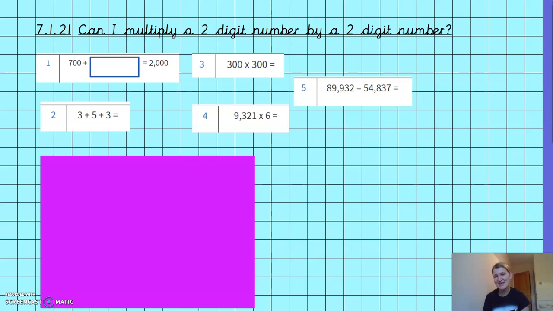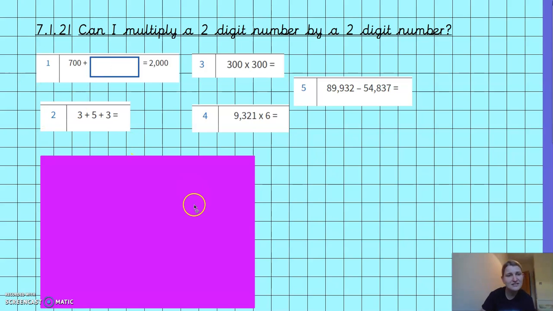Hello troops, I am here with you today for our maths lesson where we're going to move on and build on what we've done already this week, and we're going to have a look at multiplying a two-digit number by a two-digit number. All right, so as always, you know the drill. Before we do, pause me, have a go at the questions, and then I'll reveal the answers in a minute.